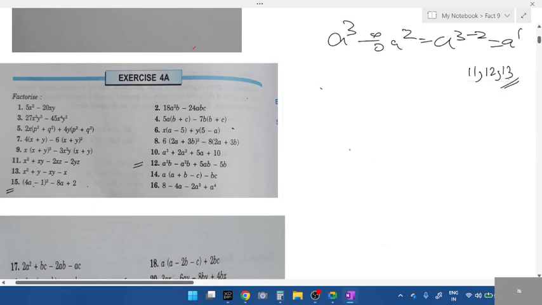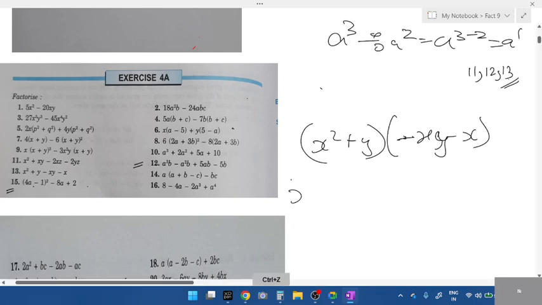Last question. 13th one. X square plus y, minus x. Is anything common? See, whenever nothing is common, what you have to take, students? You have to take 1. Remember this, both of you. When nothing is common, you have to take 1. And it would remain as it is.